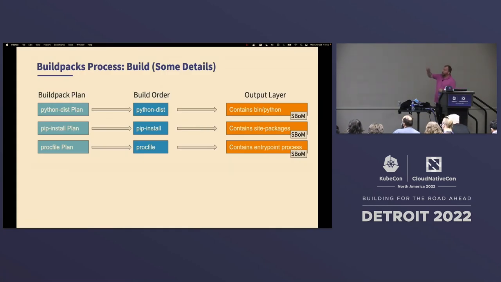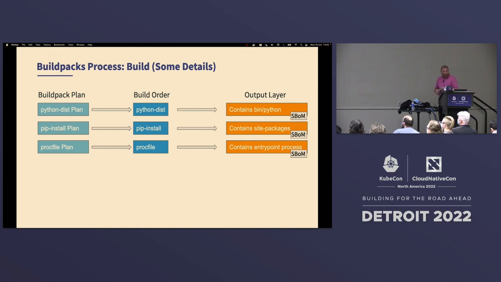You can see the build order that I've put in the middle of this diagram. And what we can see is that each buildpack is executed in the build order that's given. And the input to each individual buildpack is a subset of the build plan that is useful to that particular buildpack. We call this a buildpack plan. It took me about 3 months to figure out that those were different things.